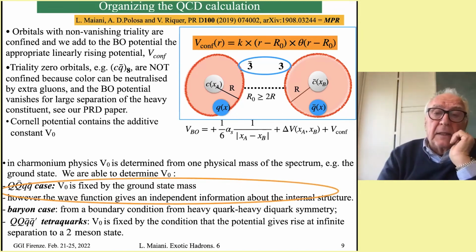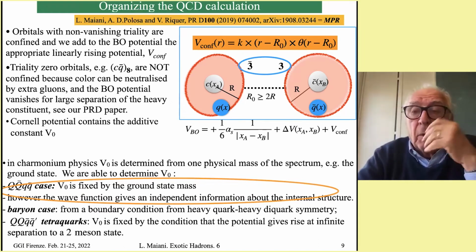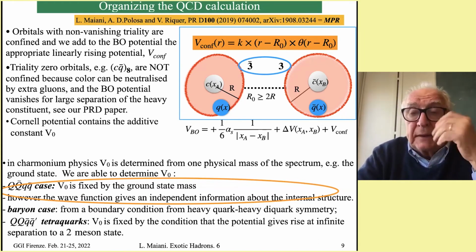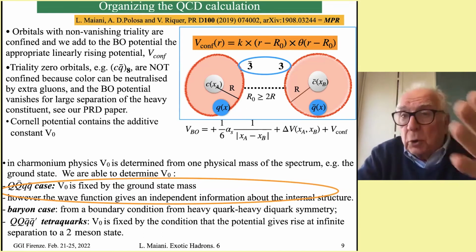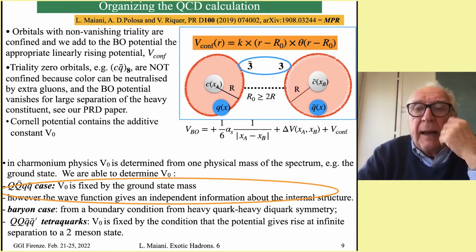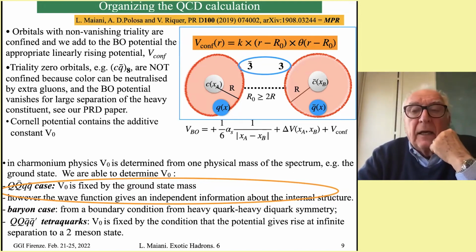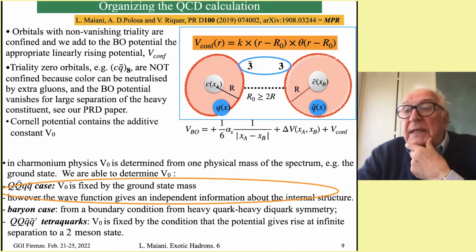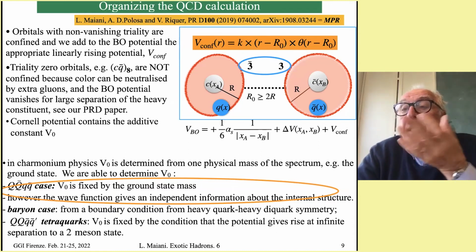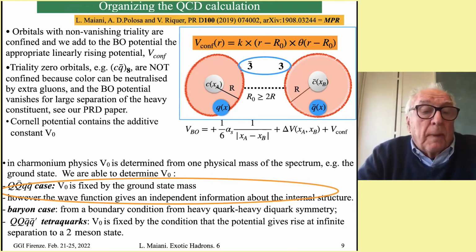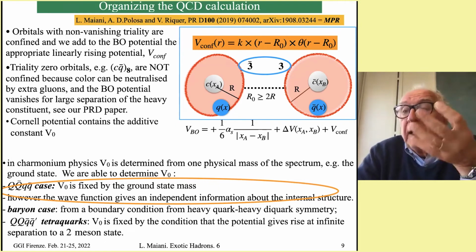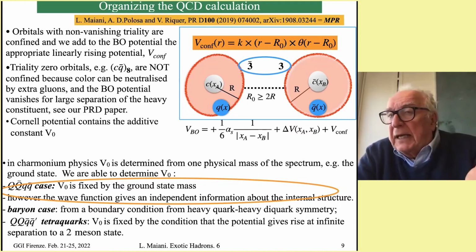Apart from that, at this point, I can write the Born-Oppenheimer potential, which is the one that is written here, the interaction between the two sources plus the correction that are due to the interaction of a residual and the confining thing. And now I have to tell you what I do with V0, because this V0 is unknown. It has to be fixed on the mass. Now, in the QQ bar, small q, small q bar case, V0 is fixed by the ground state mass. So all this will lead you to no prediction of the mass of the X3872.